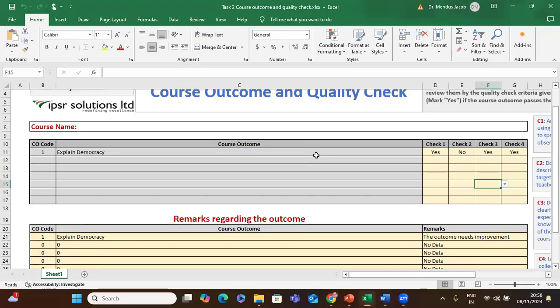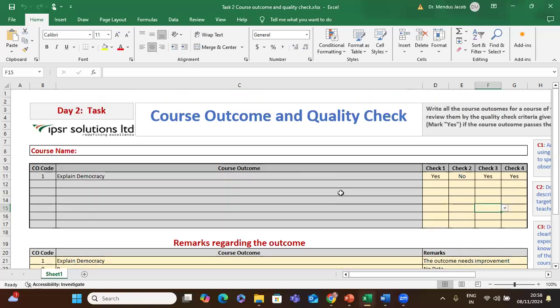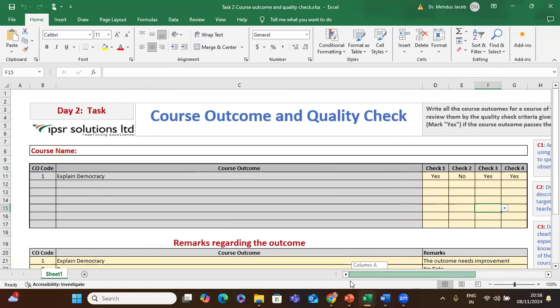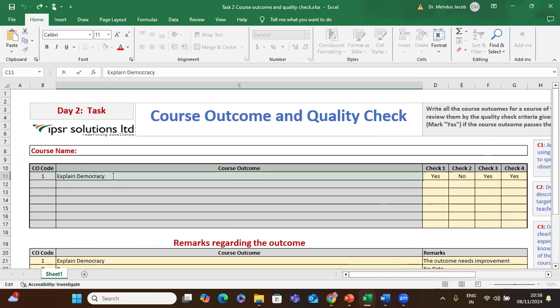I've shared an Excel sheet again. So you can share it with the faculty group and check your COs. It's already shared, sir. Okay. So the only thing you can do is just copy paste that course outcome here, course outcome number 1. And all these 4 checks are given.